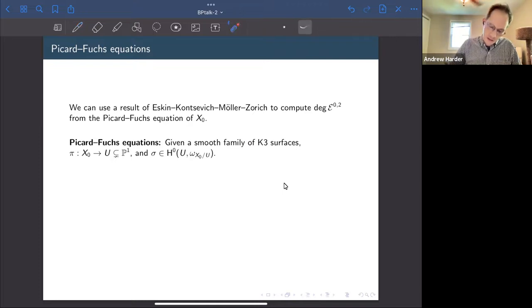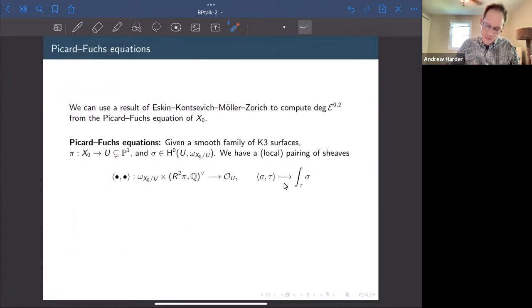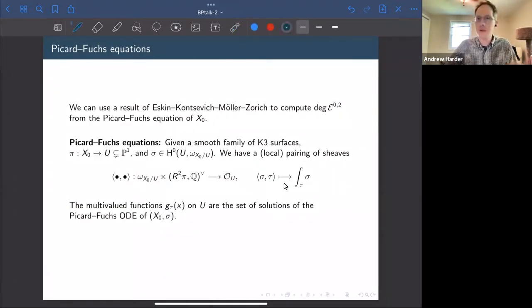It's the following piece of data. Let's assume that I have a smooth family of K3 surfaces, and that I choose some sigma, which is a relative canonical section, a relative differential two-form on my fibers. So choose a two-form. Then I have a pairing between this sheaf and the homology sheaf going to the space of functions on the base. And this will take a pair consisting of my form and a local homology section on my fibers to the integral. I mean, maybe more precisely, these are just periods, local periods of the family of K3s.